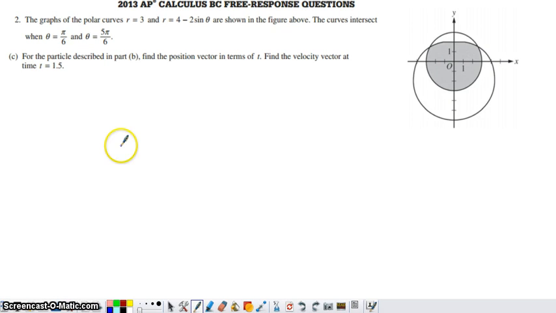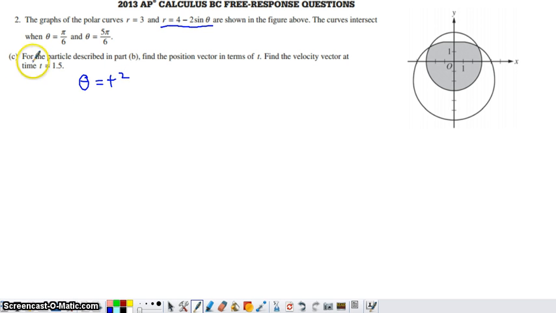So here we'll check out part C of number 2 from the 2013 BC exam. And we have this polar graph, and in part B it described a particle that was traveling around this polar graph, the limaçon that's graphed here, and the equation of that limaçon is right here. And they did tell us in part B that the relationship between theta and t was that theta was going to be equivalent to t squared.